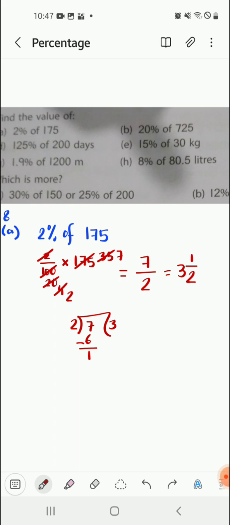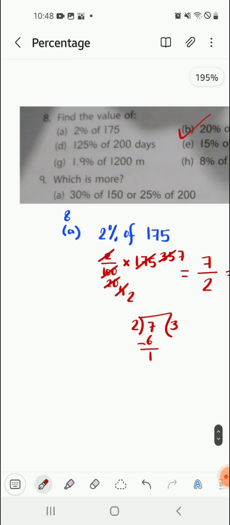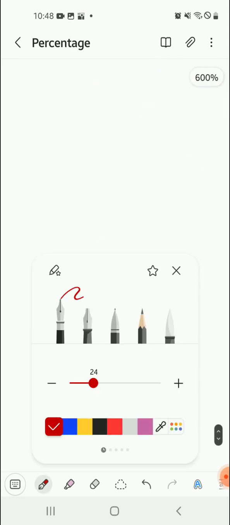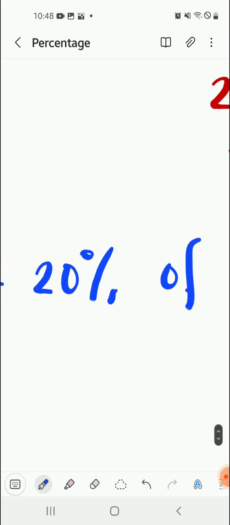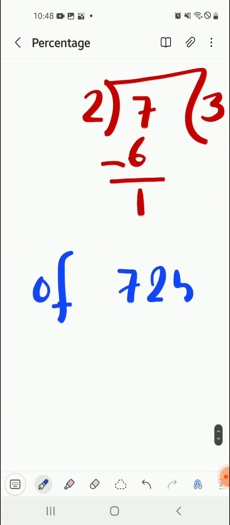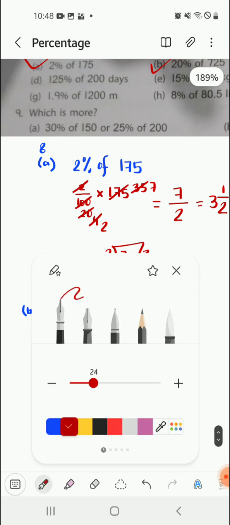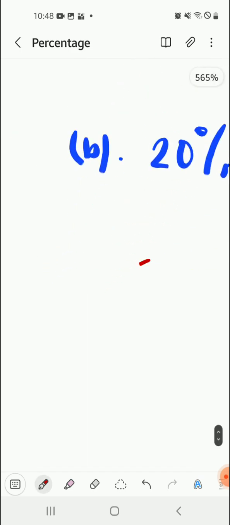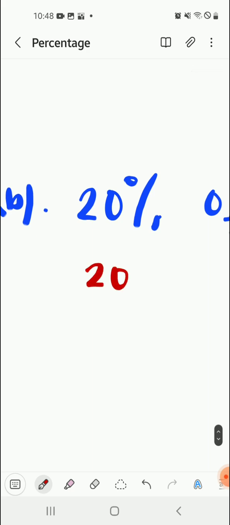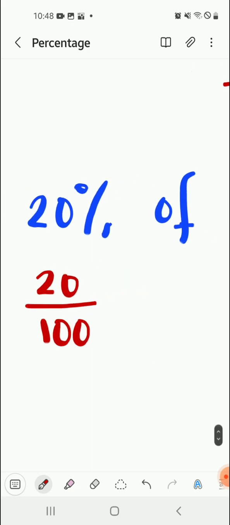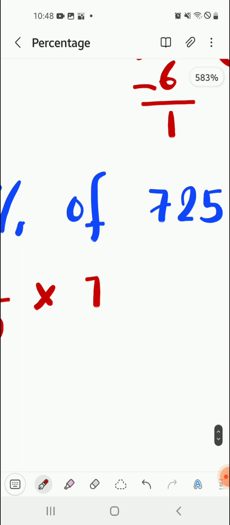Okay. Now we are going to move to number 2, number B. 20% of 725. Now again we'll follow the same step. Write this down in mathematical form. So 20% is written as 20 by 100. Of is written as into, and 725.